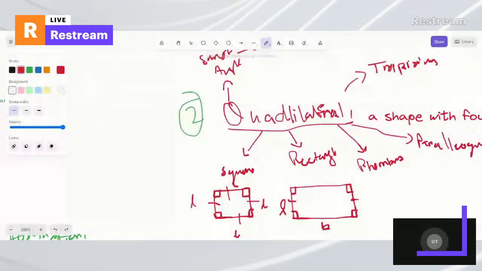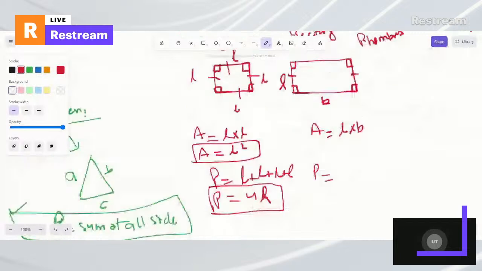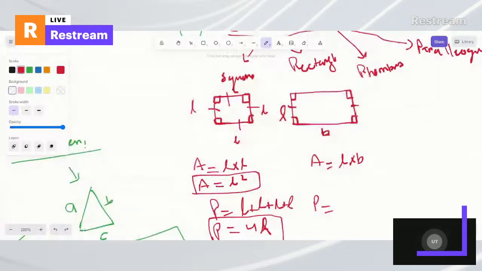Now let's move on to rectangles. All opposite sides are equal. If this is L, then this is going to be L as well, and if this is breadth, then this is going to be breadth as well. So we could write it as 2 length plus 2 breadth. Somebody answered it right in the comments. Great job.